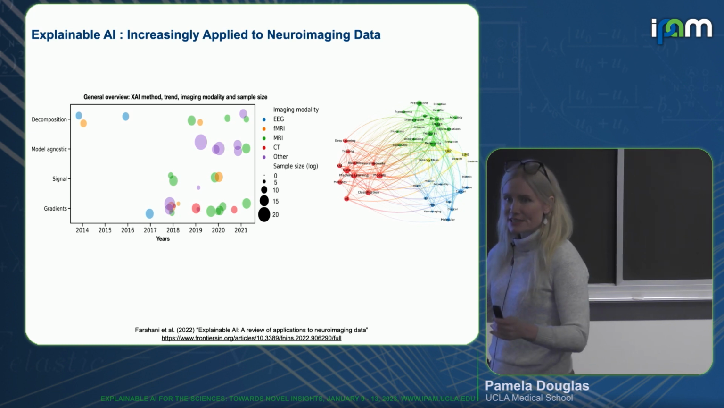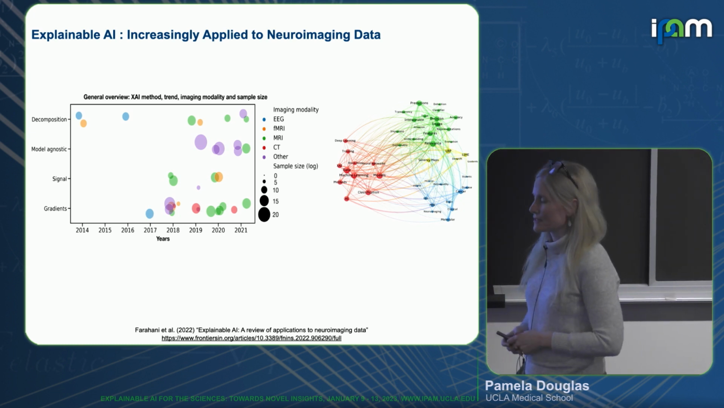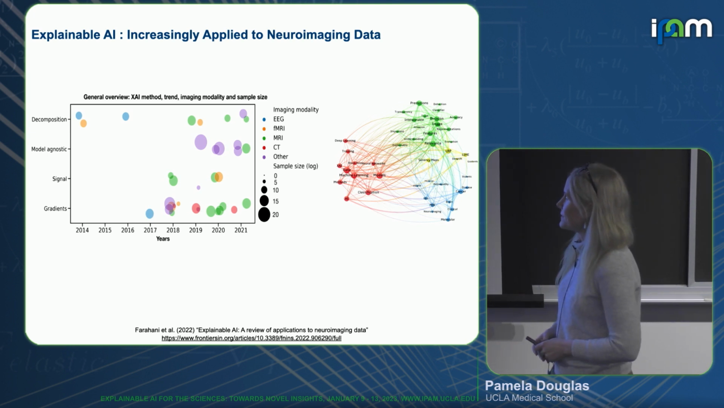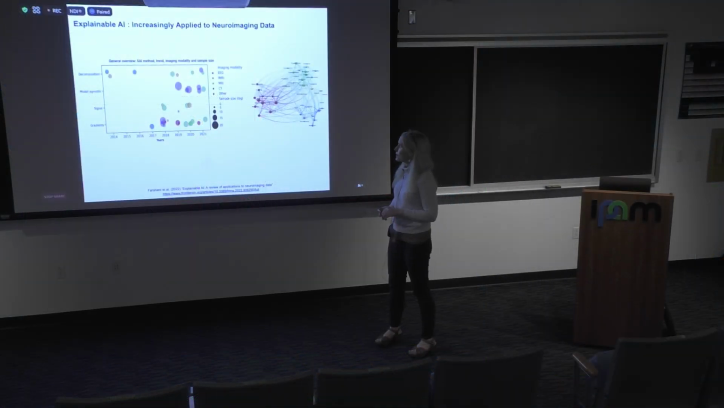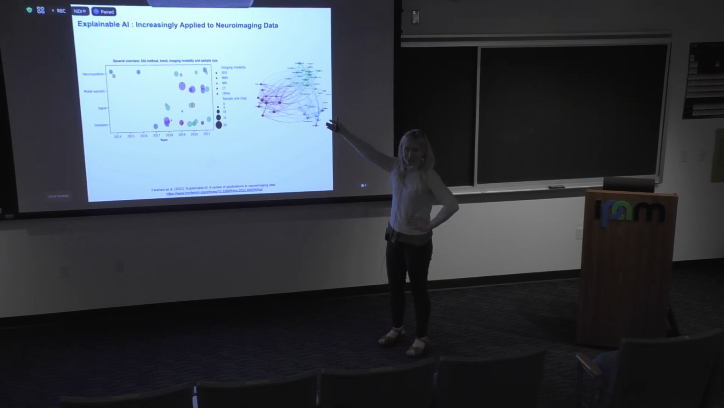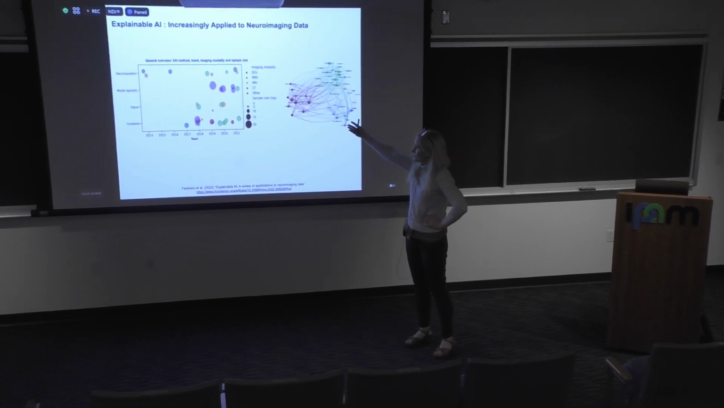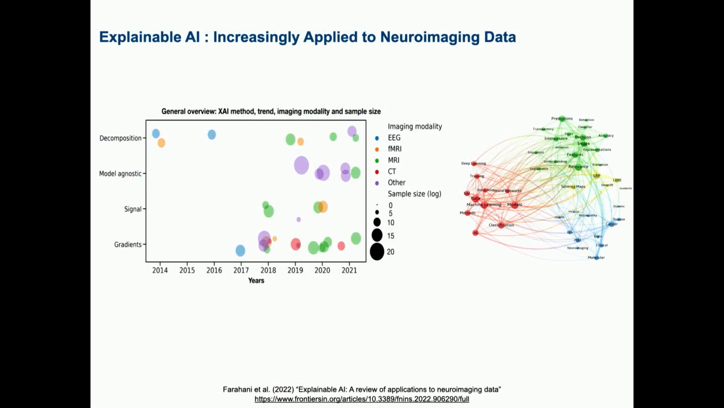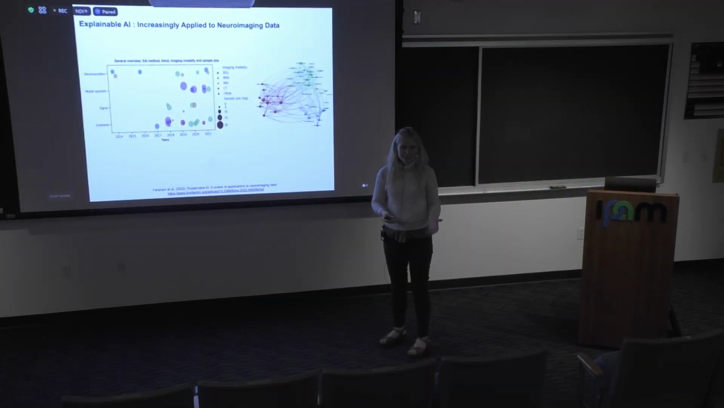So he did this nice literature review of the different types of explainable AI methods and to which modalities they were being applied, and broke those down into what type of explainable AI method was being used. There are certainly some decomposition-based methods, but it seems as though model-agnostic methods are still probably the most used, just because they're so simple. We can do a pixel flip, of course. We can drop out a region of interest in the brain and just see what happens to the prediction outcome.